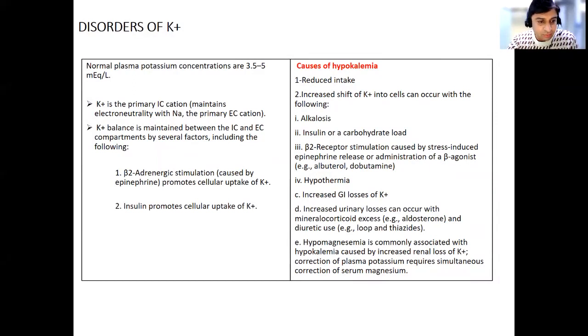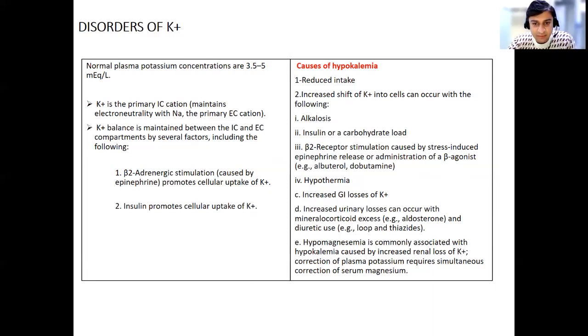There are two important factors which help in balancing this potassium shift between the intracellular compartment and the extracellular compartment. One is beta-2 adrenergic stimulation, and another is insulin. So what happens in hypokalemia? The patient might have reduced intake. For example, the patient has been nil by mouth, or was not taking adequately through the oral route. This is one of the main reasons for hypokalemia in malnourished patients.